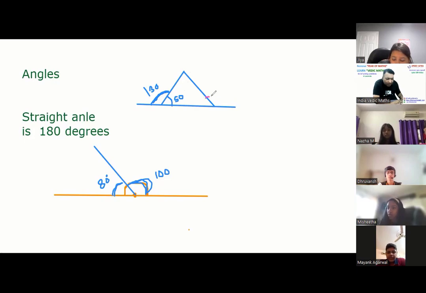Tell me, Jia, if the pink angle is, say, 105 degrees, not 65 because it looks more than that. If the pink angle is 105 degrees, how much is this internal?